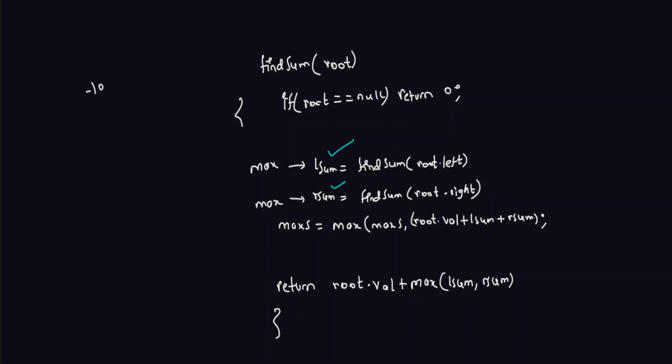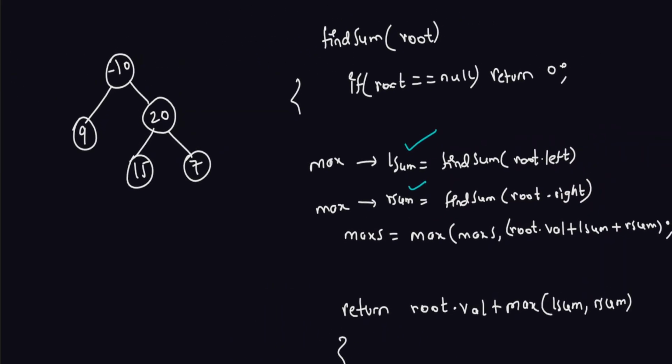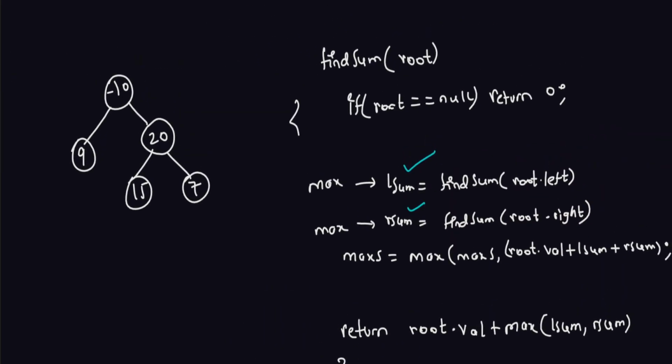So we had minus 10, right? Then we had 9, then we had 20, we had 15, we had 7. That's it. So let's start with minus 10.